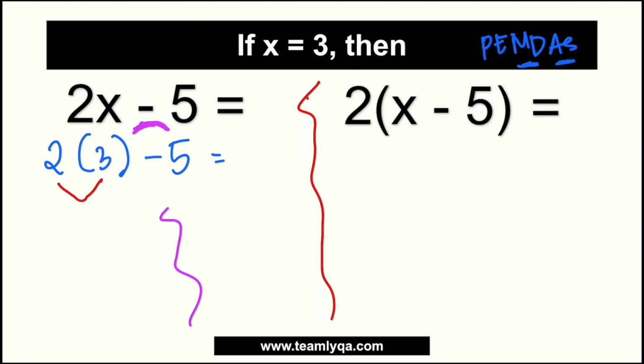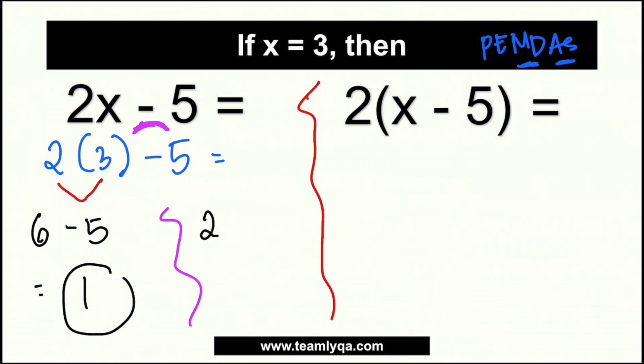Yung iba, uunahin nila yung 2 times 3. So, ang mangyayari would be 2 times 3 is 6 minus 5 equals 1. So, ang sagot nila is 1. Yung iba naman, dahil nawaglit nila yan, ang magiging sagot nila would be 2 times 3 minus 5, which is negative 2. Ang sagot nila is negative 4. Now, ang tanong dito, anong tamang sagot? Negative 4 o 1? Ang tamang sagot dyan is 1.